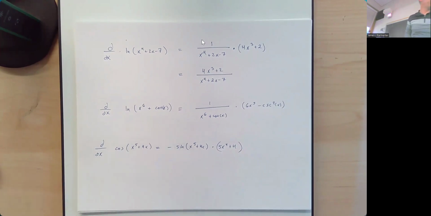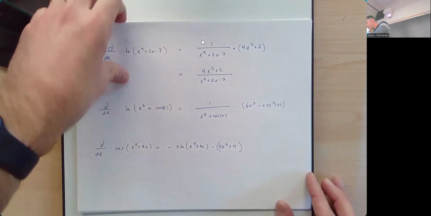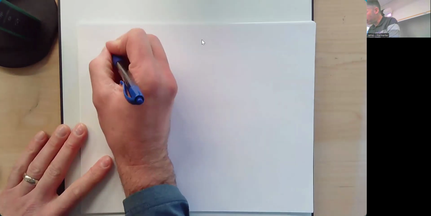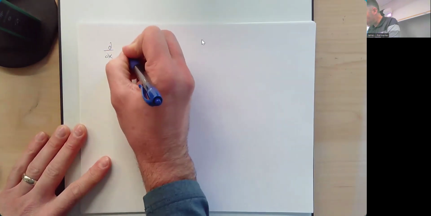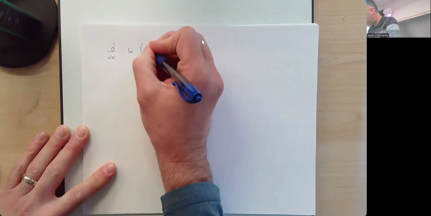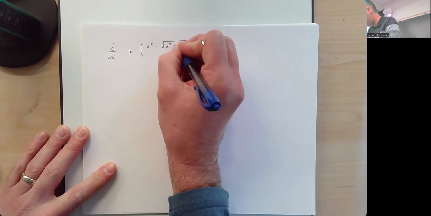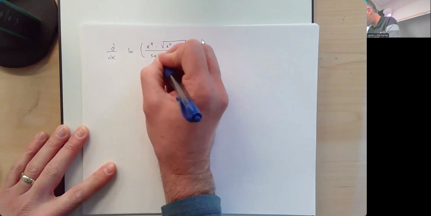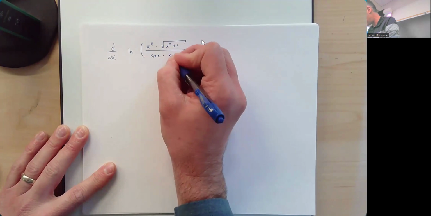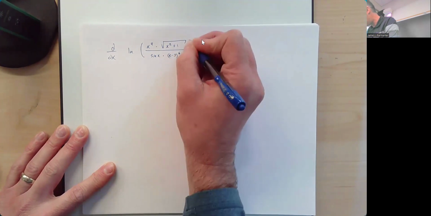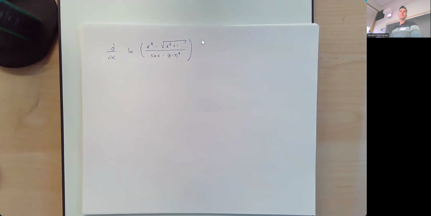There are so many good things to talk about here. Let's look at something that looks wild. The derivative of the natural log of, sure, let's get crazy, x to the fourth times the square root of x squared plus 1, over sine of x times x minus 3 to the 6th power. Oh, that looks terrible. You will most likely see something akin to this on your first exam.